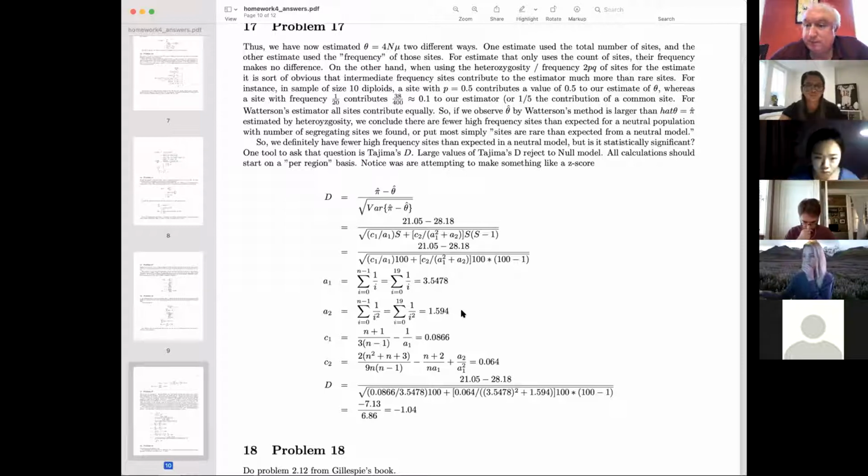Does this make sense to everybody? This is one of the first tests that asked whether your observed frequency spectrum was consistent with a constant size neutral population. It did it by estimating theta twice, because in a constant size neutral population, theta is the whole world. So if you estimate theta one way and estimate theta another way, you ought to get the same answer both times. Clear to everybody?